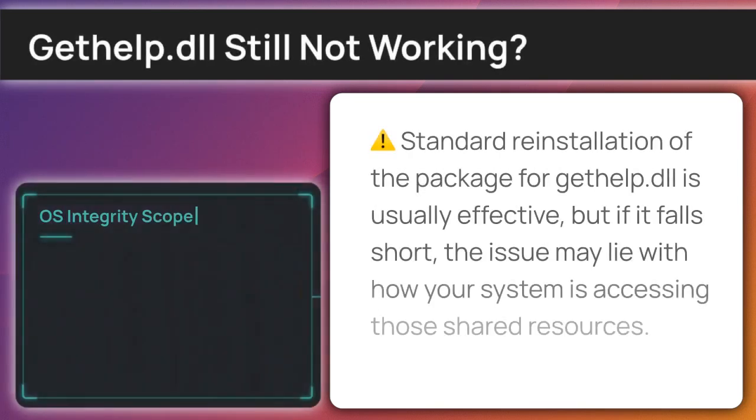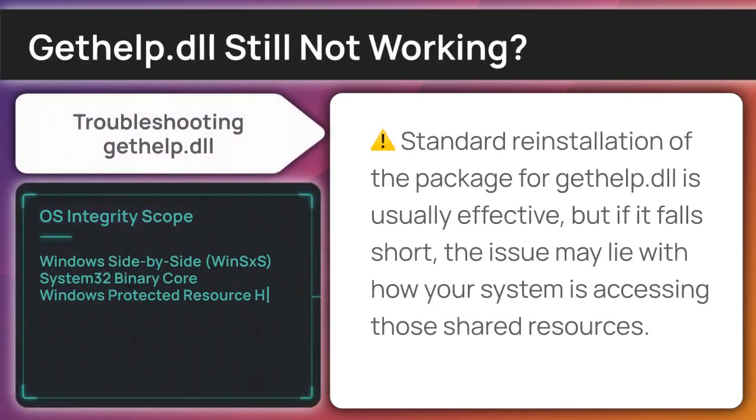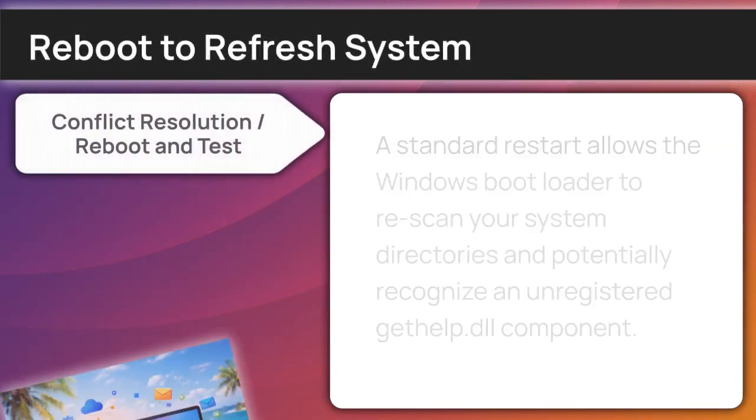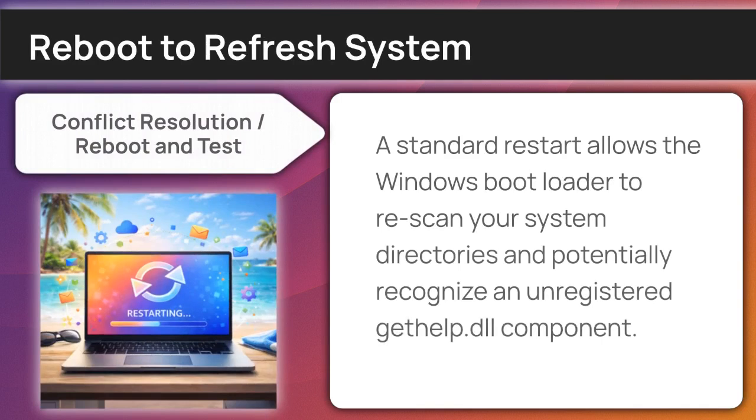When a fresh installer fails to clear the error, it typically points toward a deeper conflict within the Windows execution layer. A full system restart clears the temporary memory cache and allows Windows to attempt a fresh initialization of all required libraries, including Gethelp module.